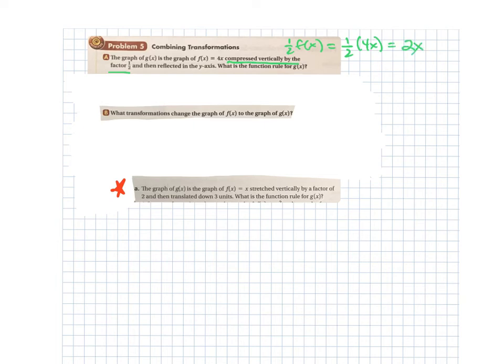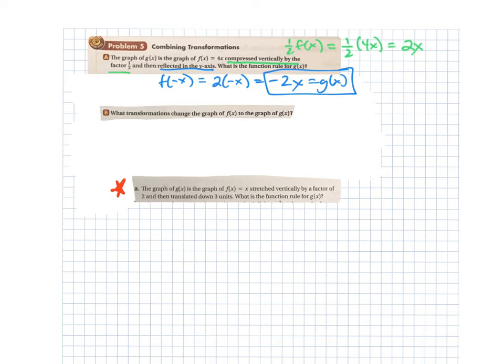Okay, and then it says reflected in the y-axis. Well, remember, reflected in the y-axis is when you get the negative on the x before you plug it in. So this would be 2 times negative x, which just becomes negative 2x. And so that's my g of x, negative 2x.